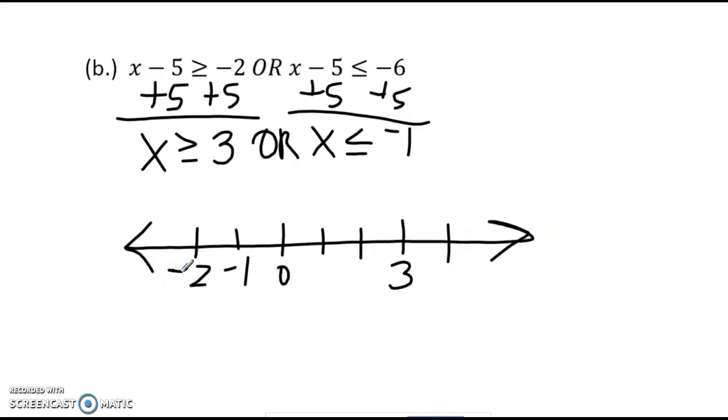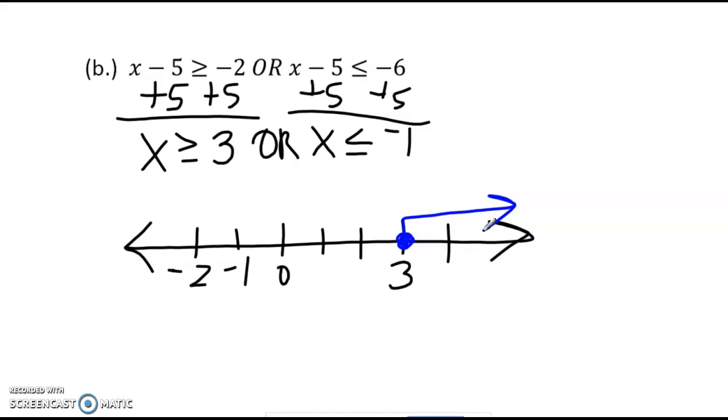And x is greater than or equal to 3. Abby, what's that going to mean for us on our number line? Closed circle at 3, going which direction? Right, correct.